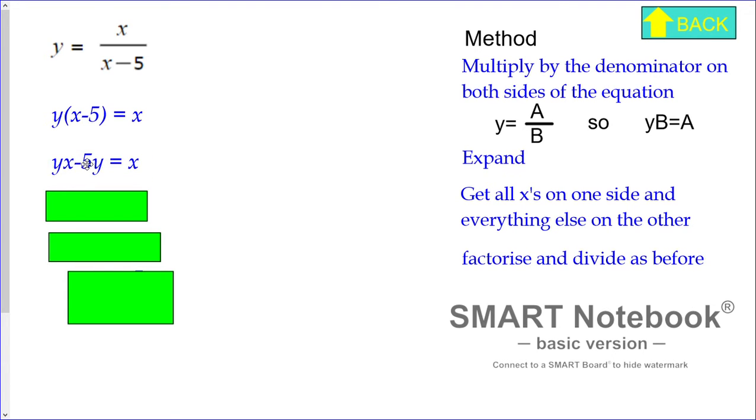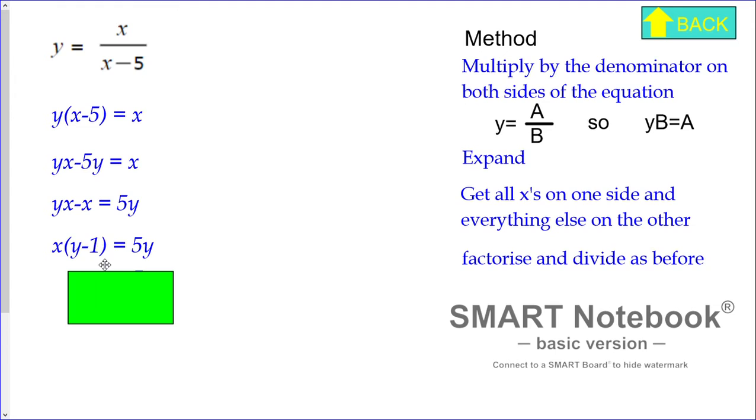From here, just like before, next, we expand. y times x minus 5 times y equals x. After we expand, we need to get all the x's on one side and everything else on the other side. So, if we add 5y to both sides, and we subtract x from both sides, this is the result: yx minus x equals 5y. We factorize now. We factorize out the x on the left side. When we do that, we end up with x bracket y minus 1, and we still have 5y on the right.